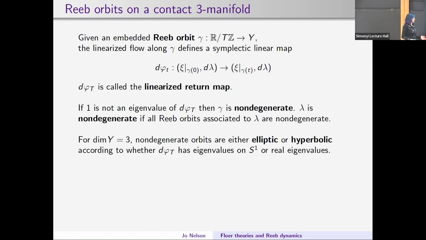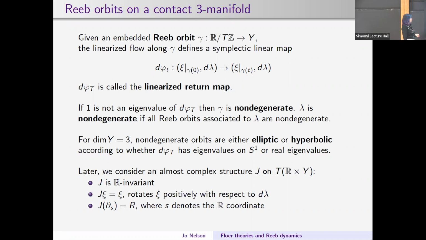in order to get a product of eigenvalues to be 1, we're either going to need them to be complex conjugates which live on S1, in which case we would say that the Reeb orbit is elliptic, or if you have pairs of real eigenvalues e and 1 over e, then you would say that your Reeb orbit is hyperbolic.